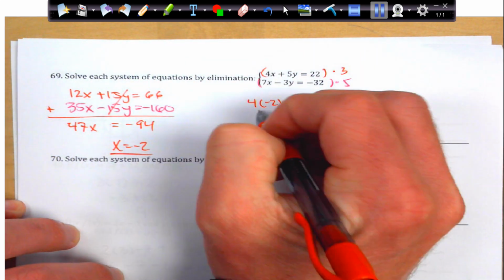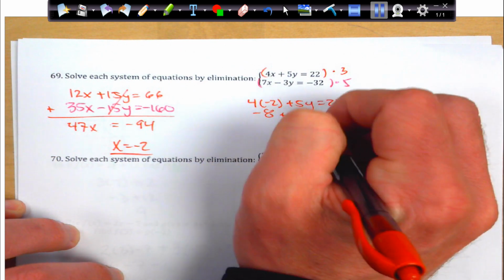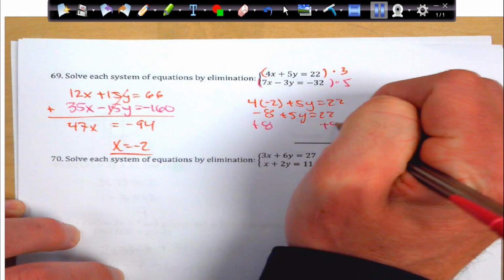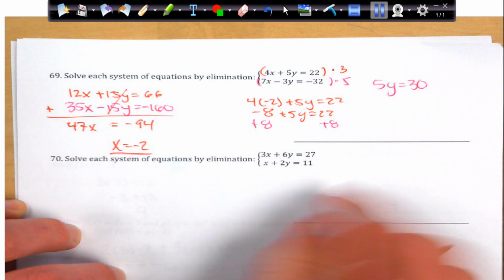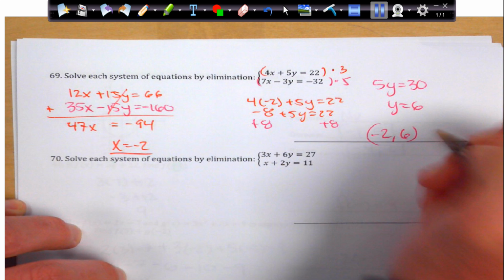So that's going to be -8 plus 5y. I'm going to add the 8 over. So we get 5y equals 30. And then divide by 5, and y equals 6. So you get -2, 6.